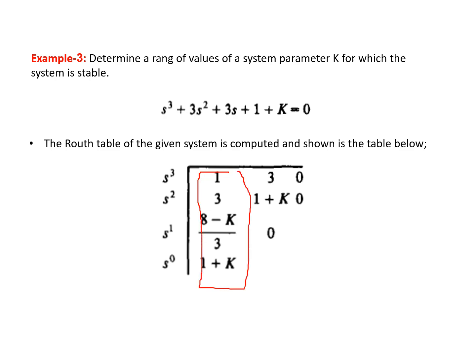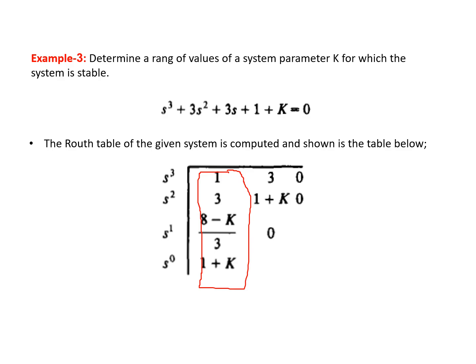Now I need to find the value of k such that there are no sign changes. See, in the question itself, it is given that you need to find a value of k for which the system becomes stable. So for that purpose, I will assume that all the elements in the first column are positive.